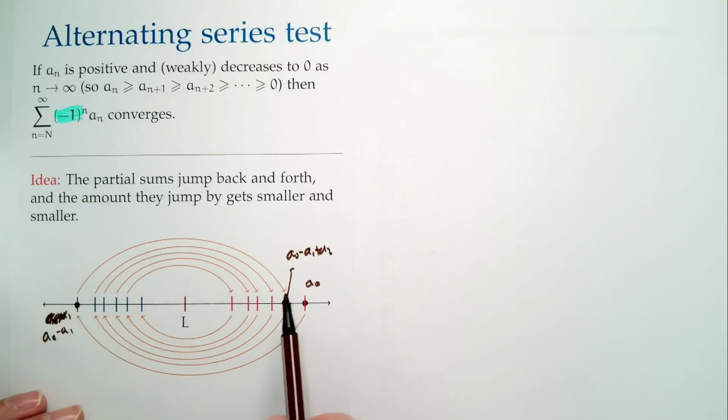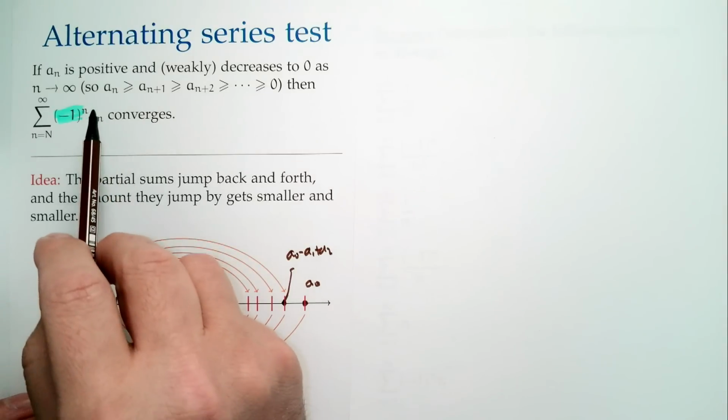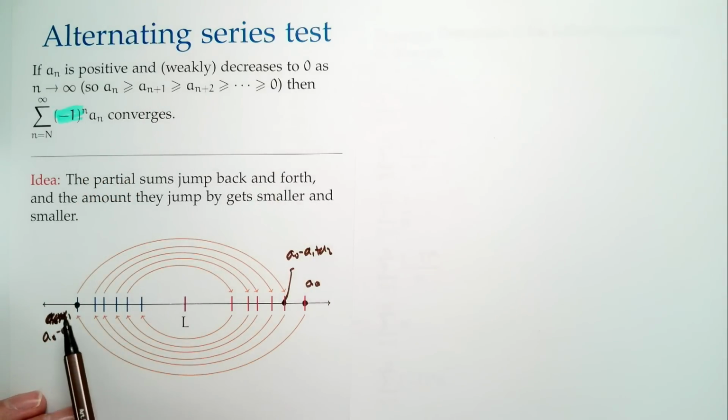So what happens is we move back and forth. Now, the key thing is, you see how we're going down? When I move back to the right, I'm never going to get past a0. And if I move again, I'm never going to get further to the left of where I started. So I'm moving back and forth, but because my terms are getting smaller and smaller, the amount I move gets smaller and smaller. And then eventually I have to settle in on my limit L.